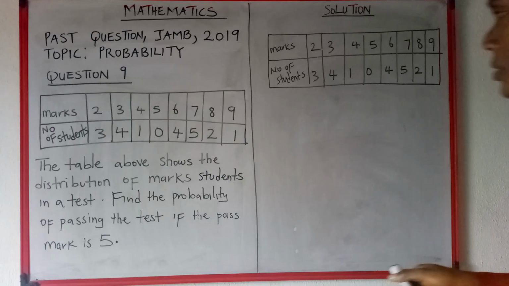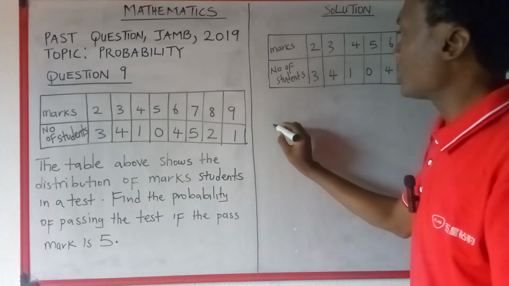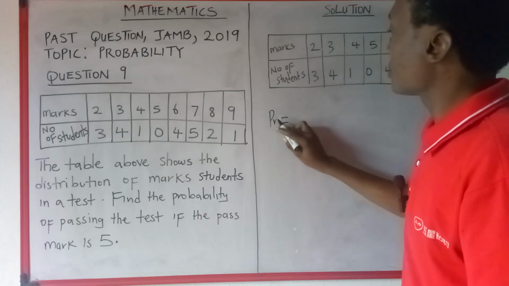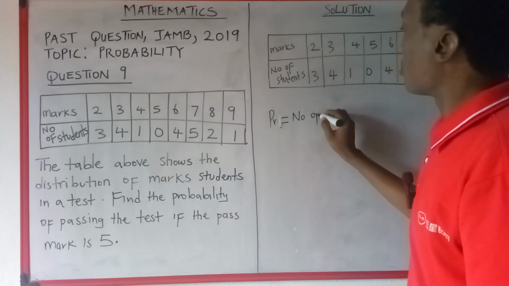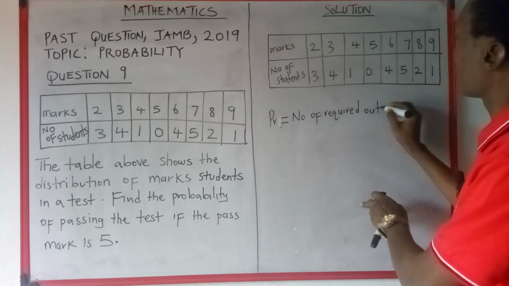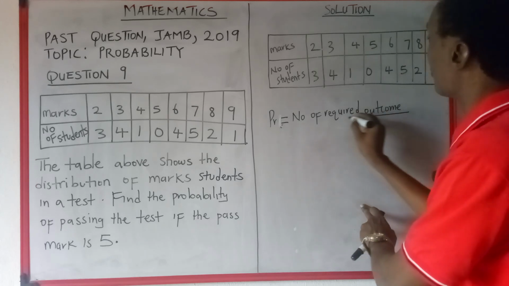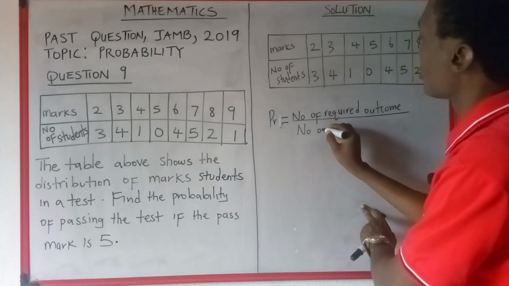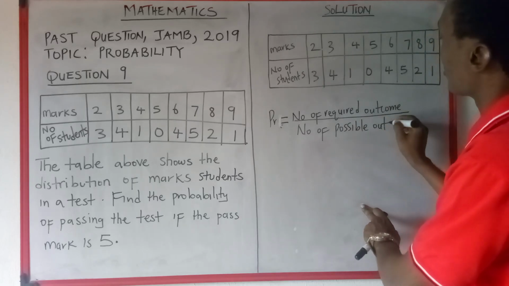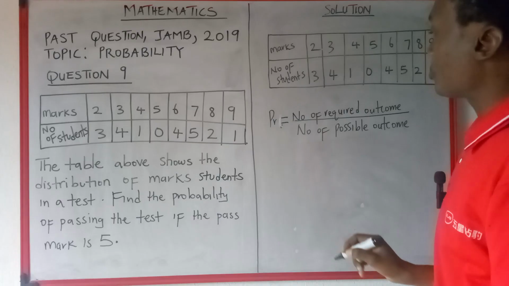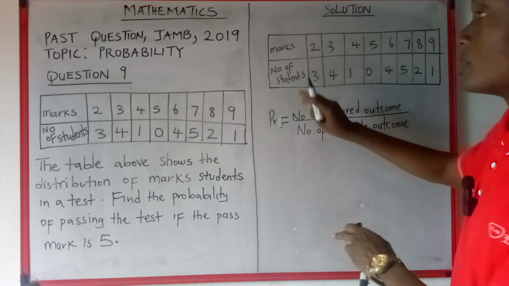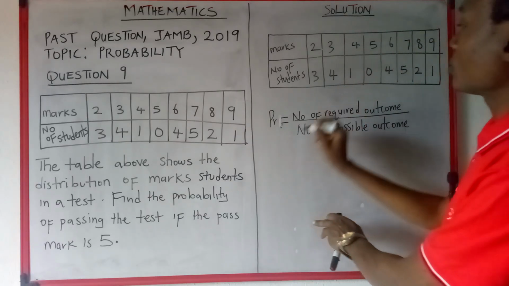Okay, so the next thing, now we know that probability is always number of required outcome over number of possible outcome. Now, what is the possible outcome? Possible outcome is the total number of what? Students. So let's count the total number of students.